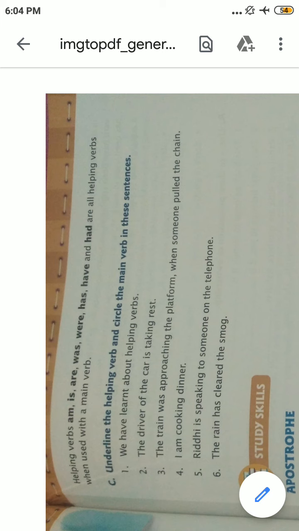Now in the C part, we have to underline the helping verb and circle the main verb.